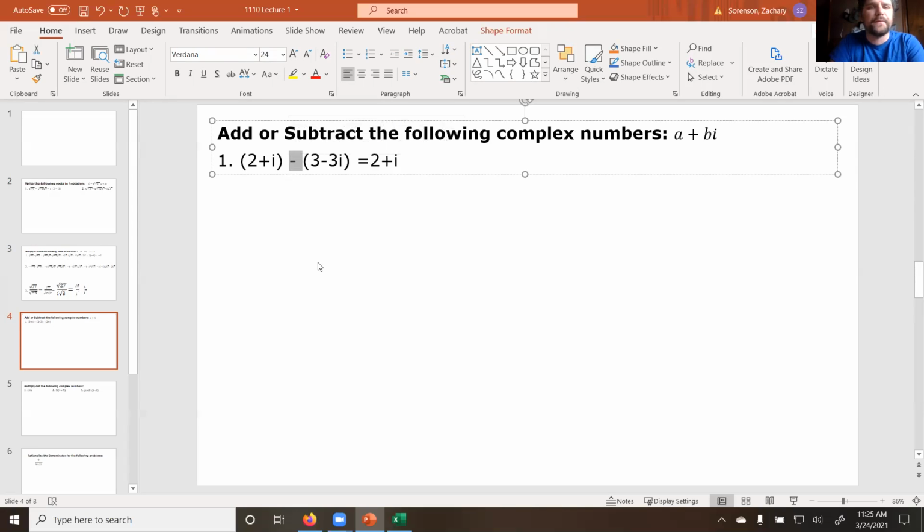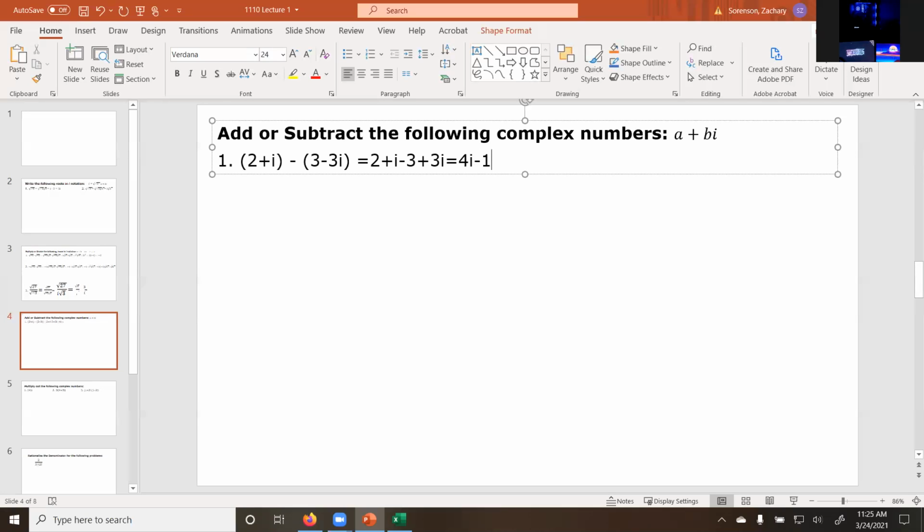Here I have a negative in front. So I'm going to distribute that to both terms. And I'll get minus 3 plus 3I. And now I combine like terms. So what's my final answer going to be? Four I minus 1. Yes.